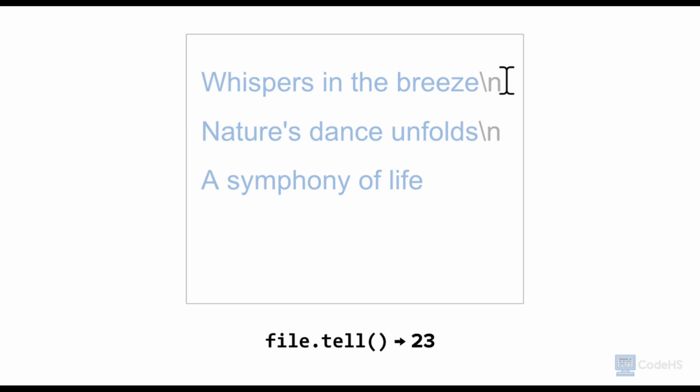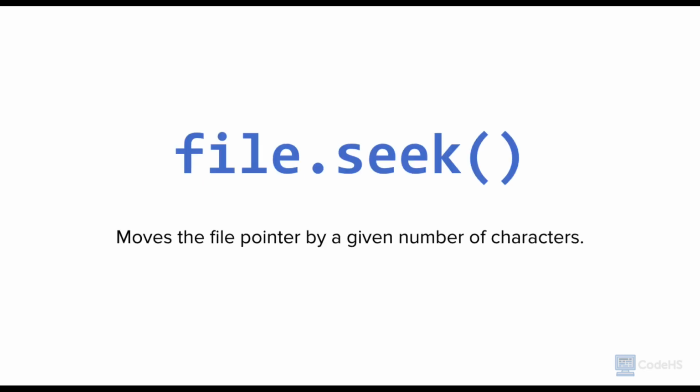If we call the tell method after reading a line from this given file, it returns 23, which includes all of the characters in the line, including numbers, letters, punctuation, spaces, and newline characters. This file contains 64 total characters, including the newline characters. If we call the tell method after reading the entire file, it returns 64, which is also equivalent to the length of the file. The second useful method is the seek method.